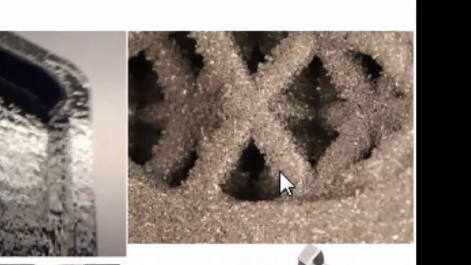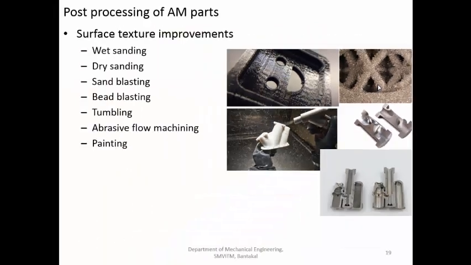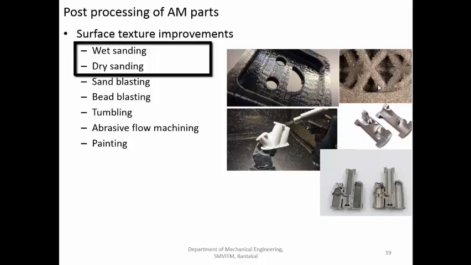It is because some particles are not completely fused together, so you have half fused particles that will create some kind of roughness. If you want a very smooth surface, then you have to do some kind of processing. That is surface texture improvement. The different methods available are wet sanding and dry sanding. In wet sanding you are using some abrasive particles along with some liquid medium and you are trying to make it smooth.